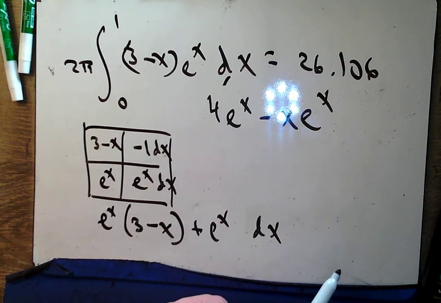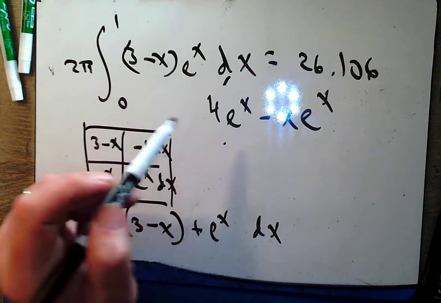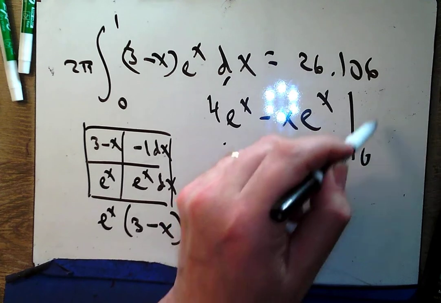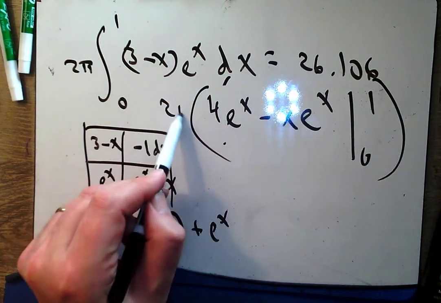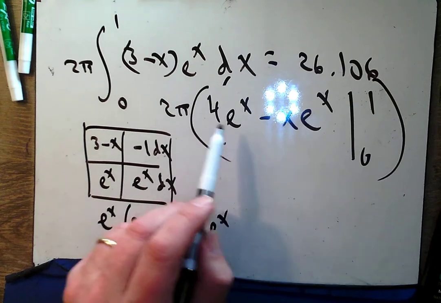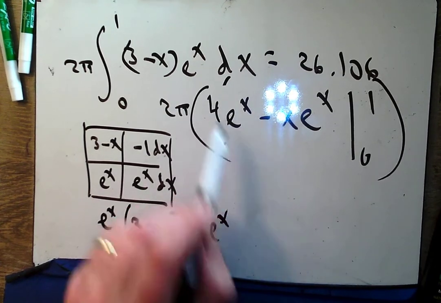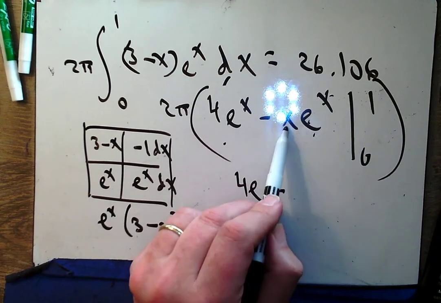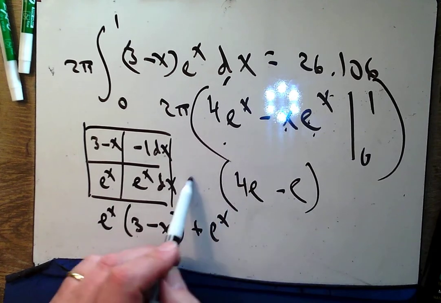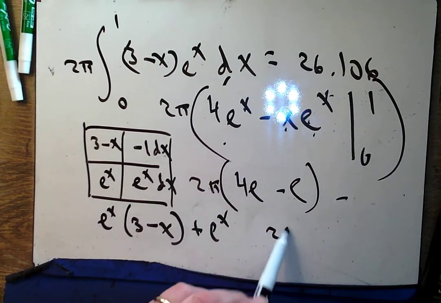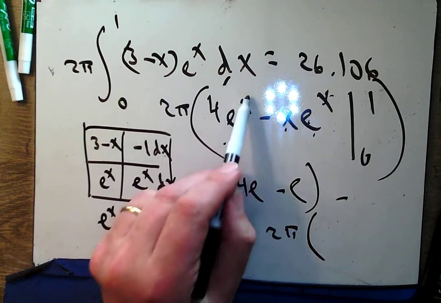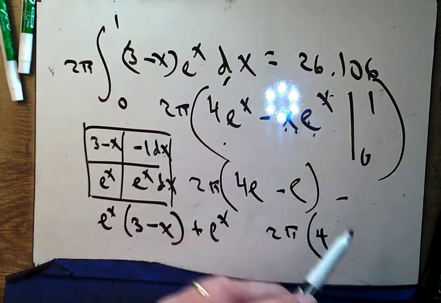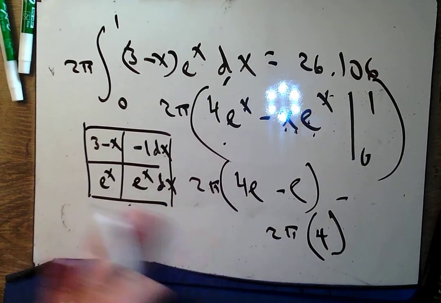Okay. That's what I'm integrating. No, that is my antiderivative. And I'm going from 0 to 1. Then there should be a 2 pi. Okay, so I plug in my 1, and I have 4e minus, I plug in my 1. I get e, 1 times e, that's going to be e, 2 pi, minus 2 pi. Now let's plug in our 0. E to the 0 is 1. 1 times 4 is 4. And if I plug in a 0 here, that goes away.